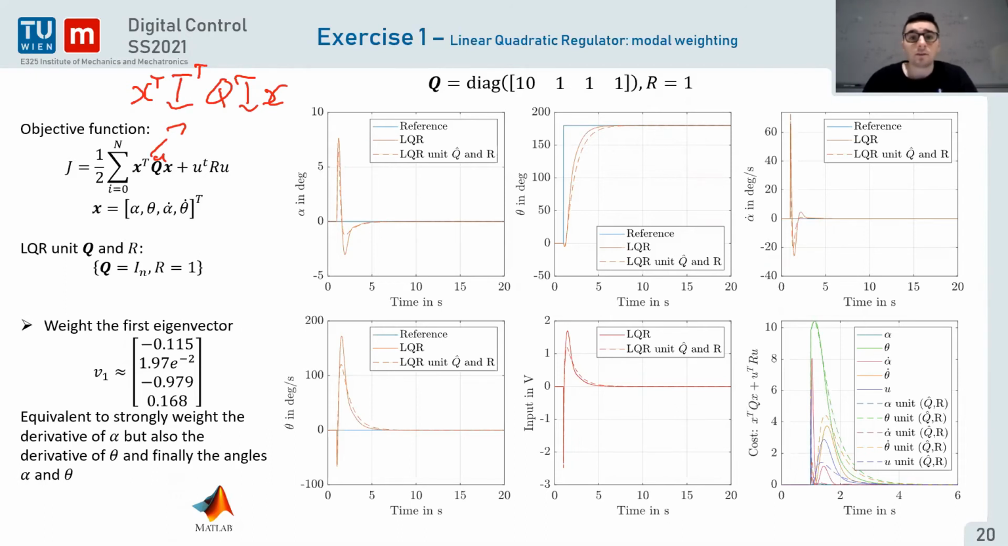Here, modal weighting is just weighting some eigenmodes. If you use something else, you can weight something else, basically. So this is how you can try to tune an LQR controller. Sometimes it's easier to weight each state individually. Sometimes it's better to weight the eigenmodes.